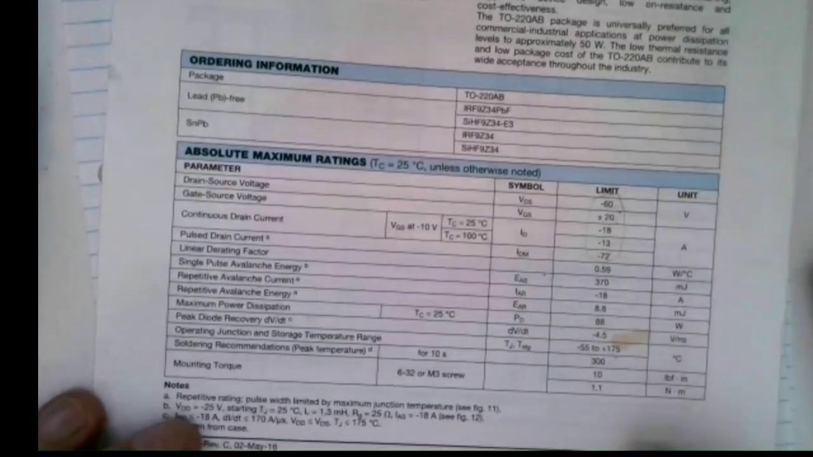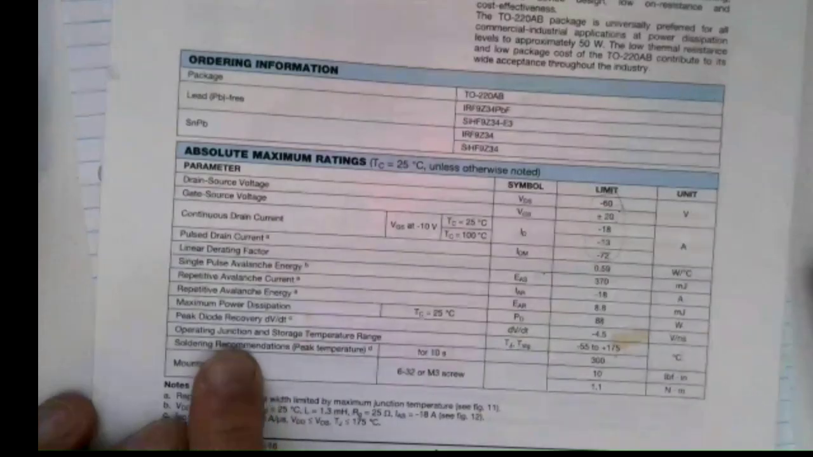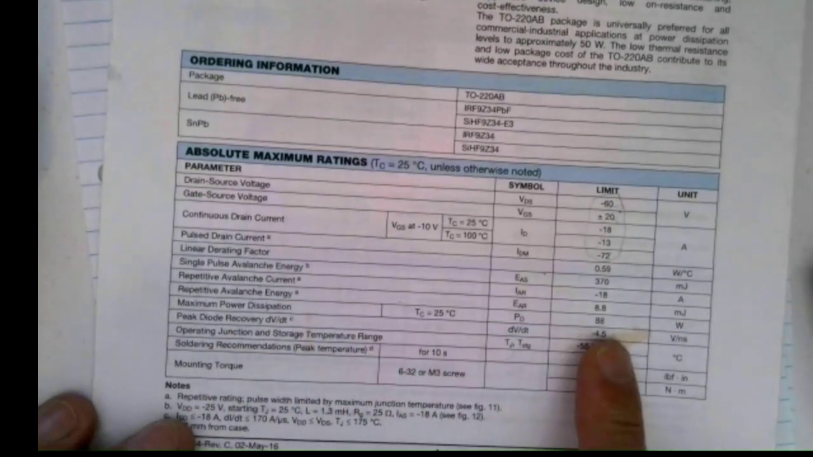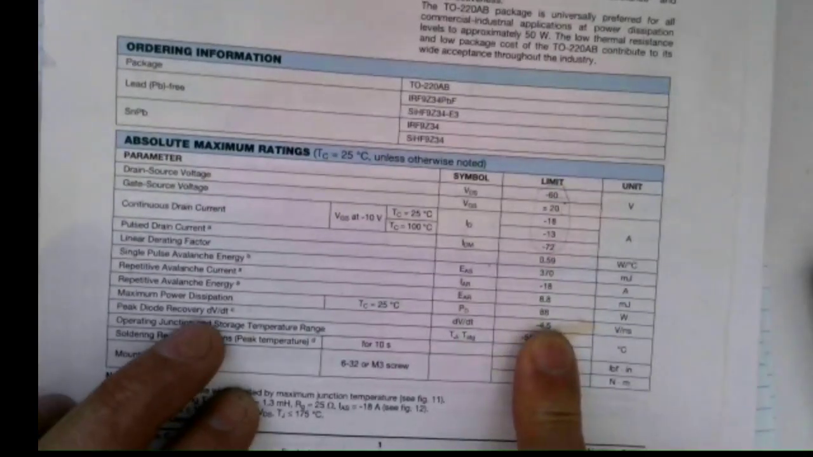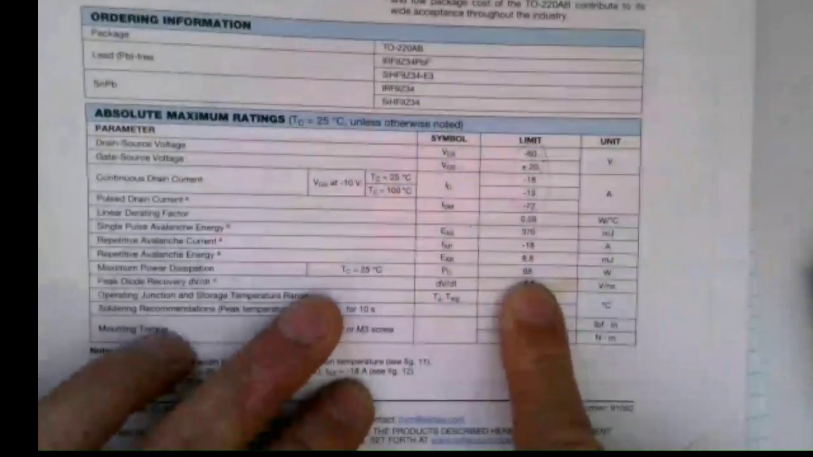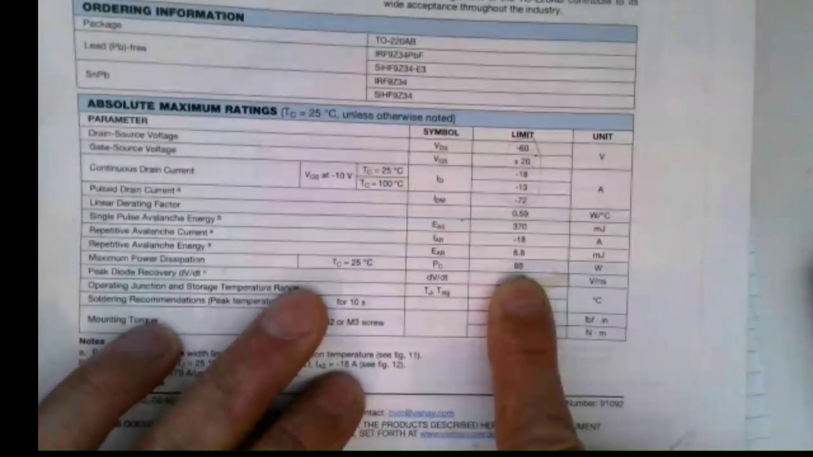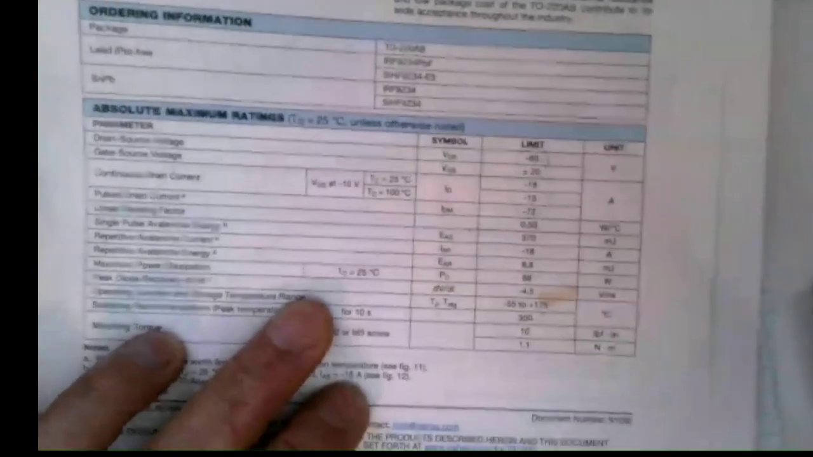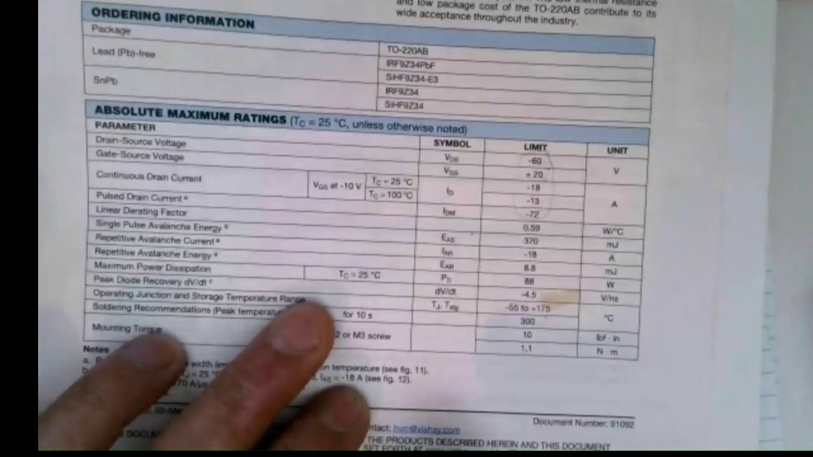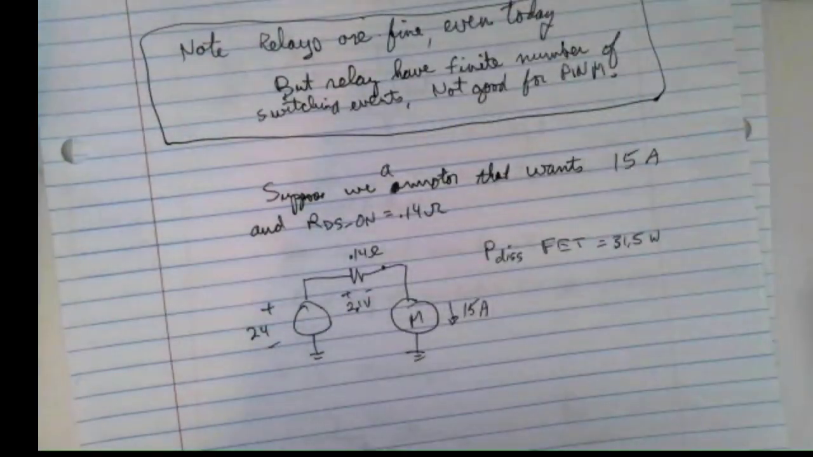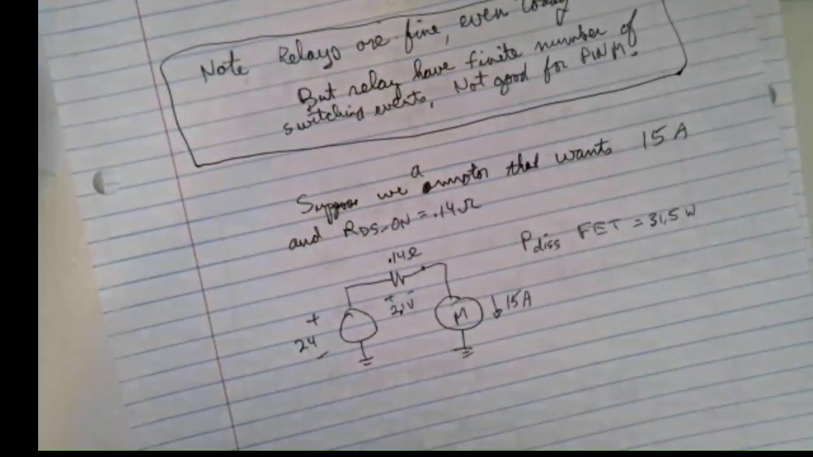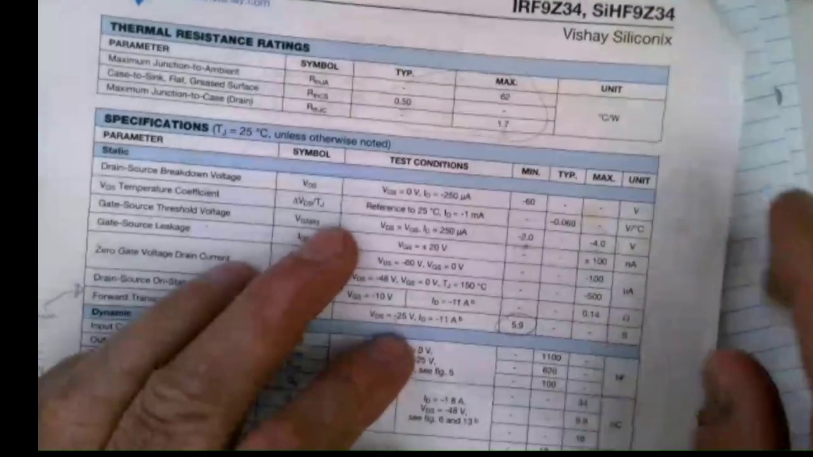Okay, so do we have an absolute maximum power dissipation here? Maximum power dissipation is 88 watts. So it sounds like, wow, we're doing good here, we've got lots of margin for power dissipation. But I think you might find that's at 25 degrees C, and what's running at 25 degrees C these days?